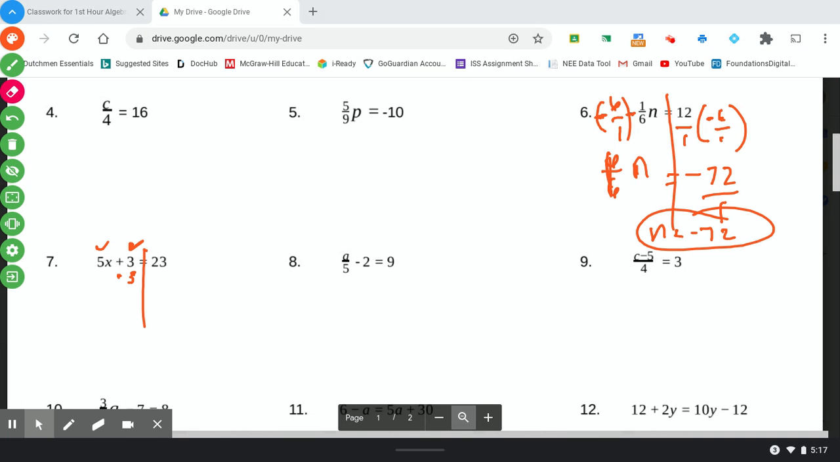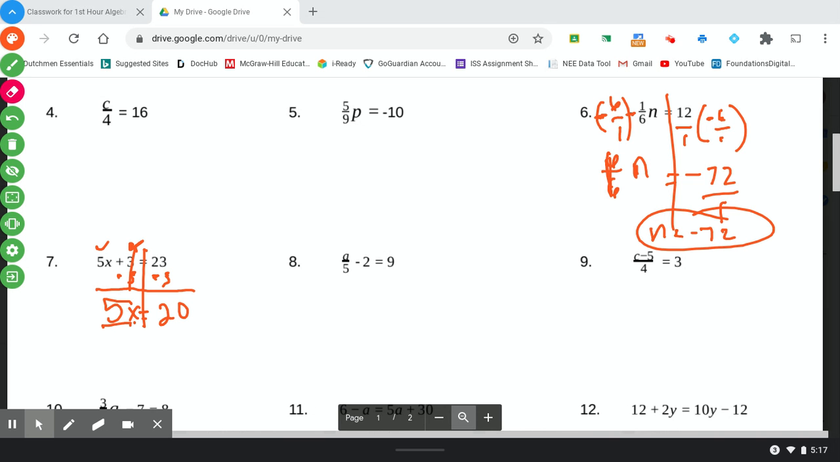And remember, here's my little balance bar. If I do a minus 3 on this side, I have to subtract 3 on this side. Okay? So then, these 3's cancel, right? So we still have our 5x on this side, equals 23 minus 3 is 20. Now we're down to a one-step equation. So we're taking 5 times x, and it equals 20. So we need to know what number times 5 equals 20. Well, you could probably do that in your head, but I want you to see why it works, okay?